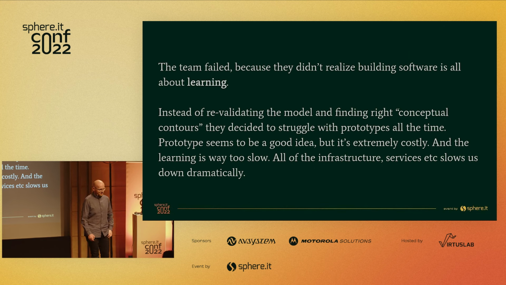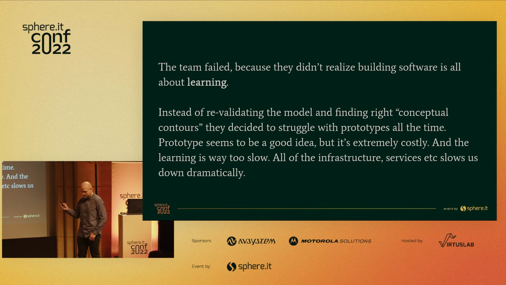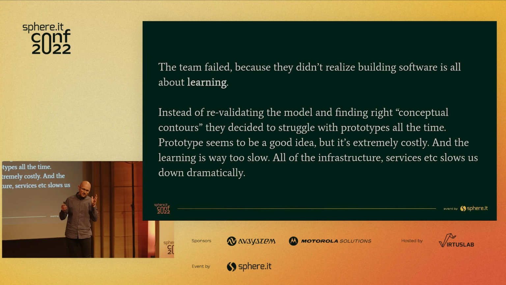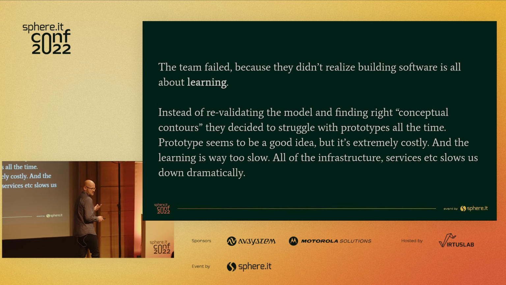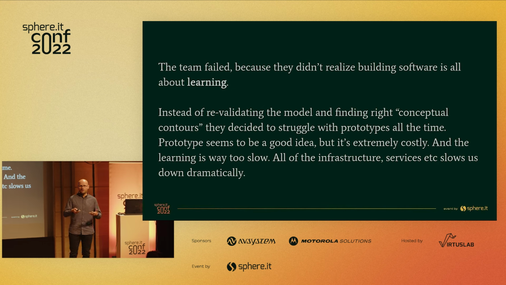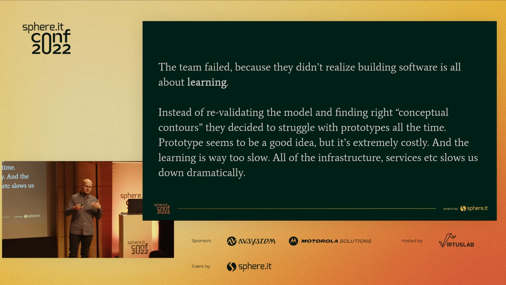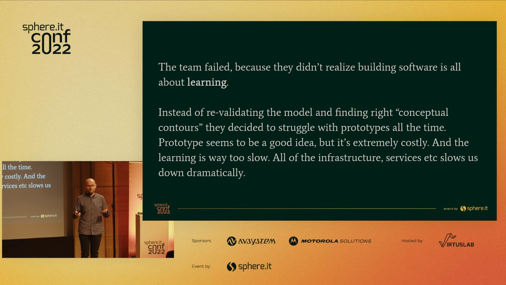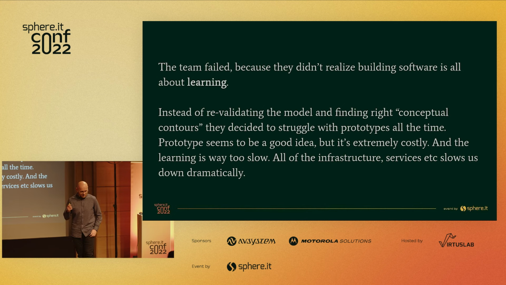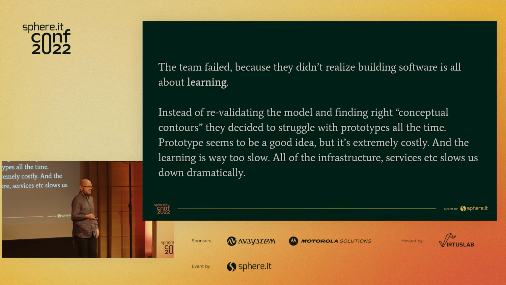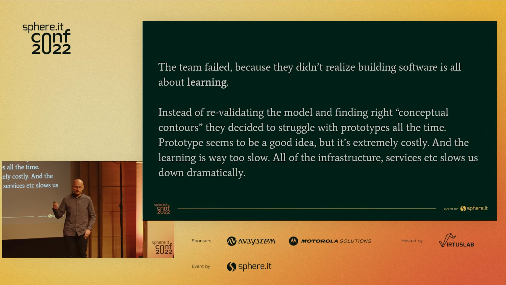So, a prototype seems like a good idea, right? But the problem with prototypes is that the feedback loop, the learning rate, and because of the limited feedback loop, is simply too slow. So all the infrastructure and that kind of stuff slows us dramatically.